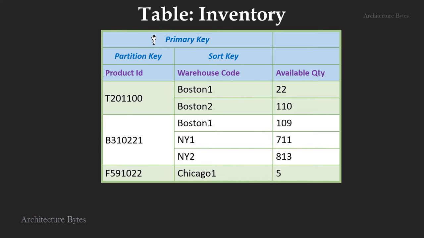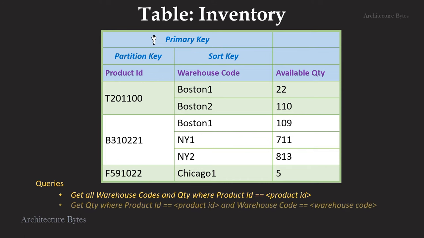The inventory table stores product inventory available in each warehouse. It has product ID, warehouse code, and available quantity as attributes. Primary key is made up of product ID as partition key and warehouse code as sort key. On this table, we can efficiently query for the following: get all warehouse codes and quantities for a particular product, get available quantity for a certain product in a particular warehouse.